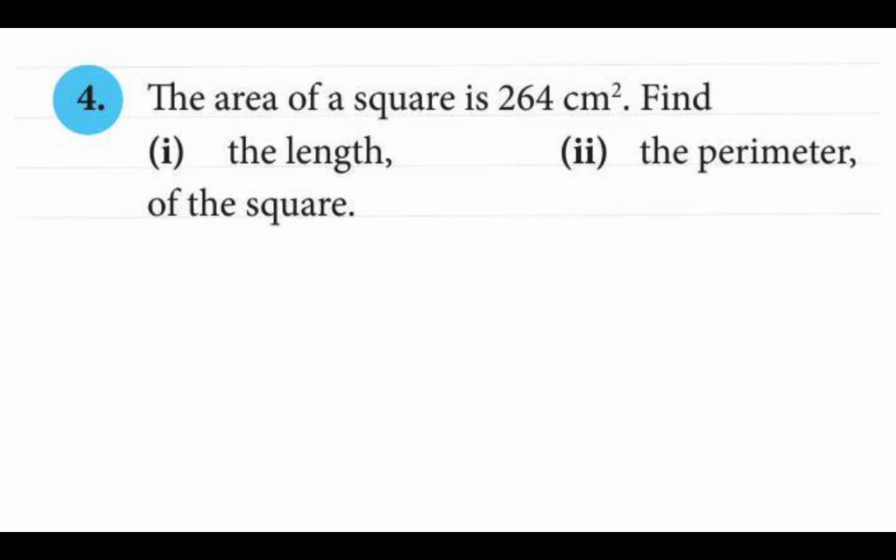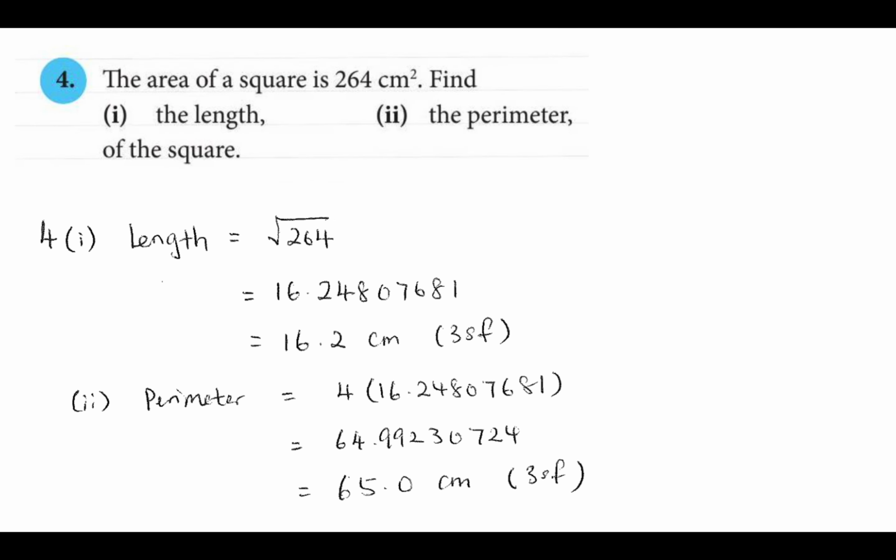So first one, the area of a square is 264 square centimeter. Find the length and then we find the perimeter of the square, right? So to find the length, this is what we do. First, the length is going to be square root of 264. That gives us 16.24807681, right? So it's perfectly fine to just write the whole string first.